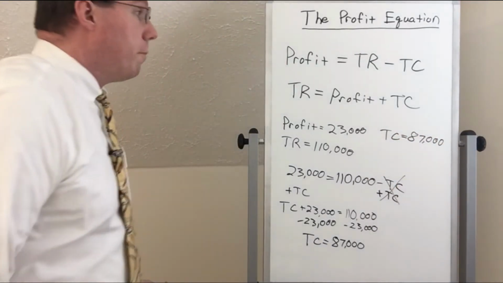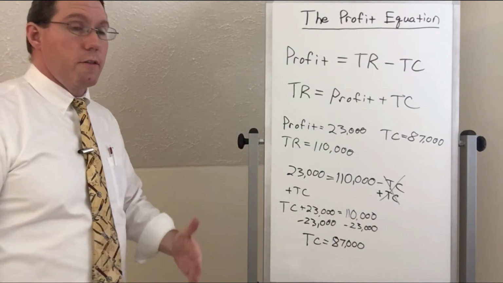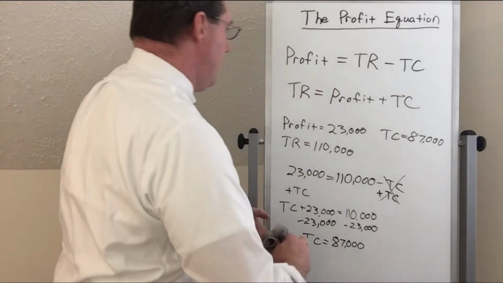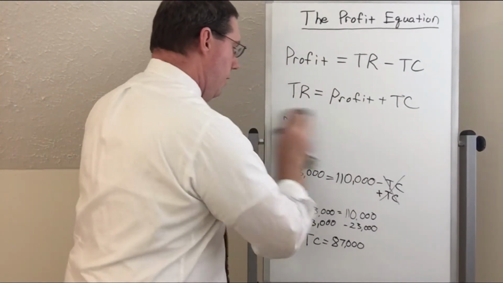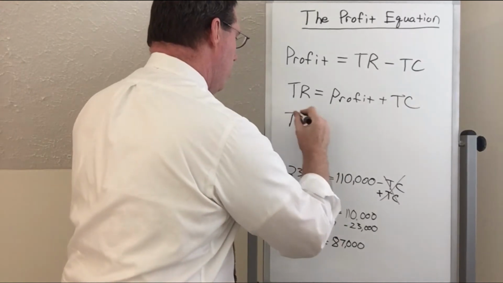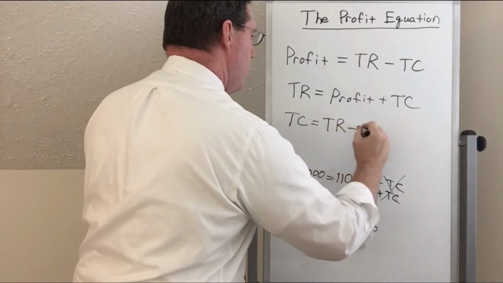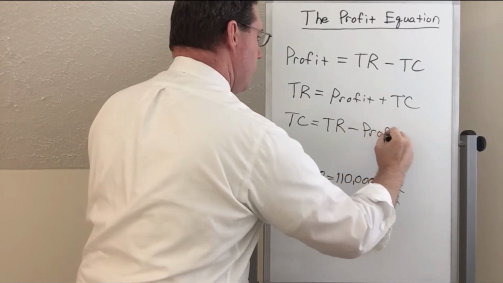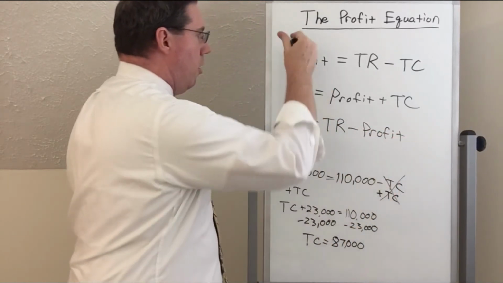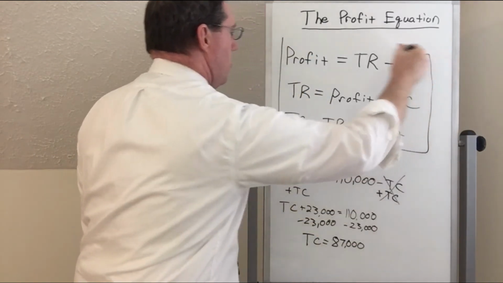So if you needed a formula to understand how to get total cost given total revenue and profit, then we could identify this equation. We could say total cost is equal to total revenue minus profit. Okay? And all three of these equations are all consistent with one another.